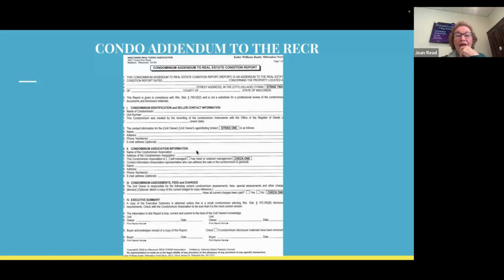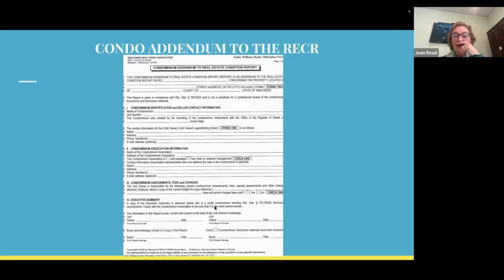broker. And then the condominium association: the name of the condominium association, the address of the association, and whether it's self-managed or they have a management company, like Hunt Management would be a good one. And then the condominium assessments, fees, and charges. The unit owner is responsible for the following current condominium assessment fees and other charges.